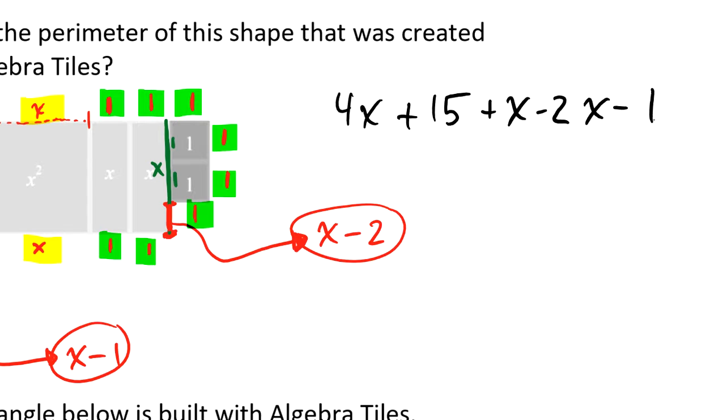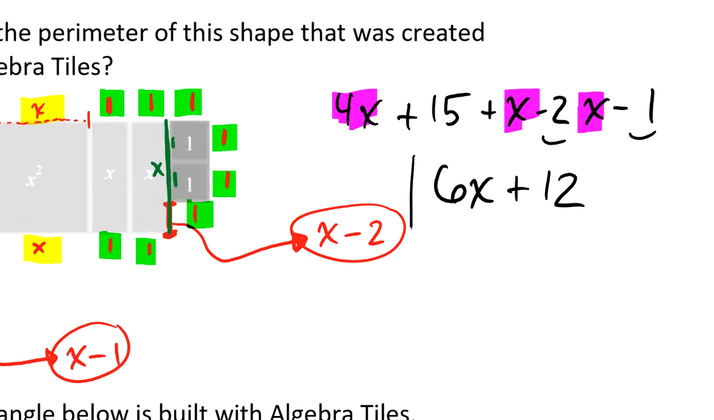So as I look at this, I can see that I have some like terms, right? So for example, 4x and this x and this x can all be combined to give me 6 x's. So I'll just go ahead and rewrite that. That's not 4, or not 5, but 6 x's. And then you can see I also have this 15 minus 2 minus 1. So this is 15 minus 3, or plus 12. So the perimeter all the way around is 6 times x plus 12.